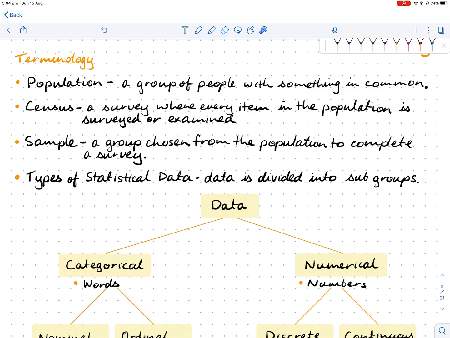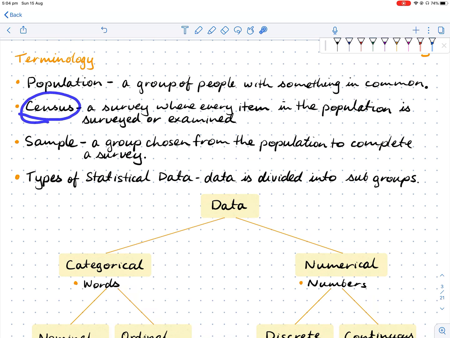I could be choosing all of the students in year 10, and that could be my population because they're the ones that I want to ask a particular survey question to. So the population can change depending on who the target of this survey or data collection is.